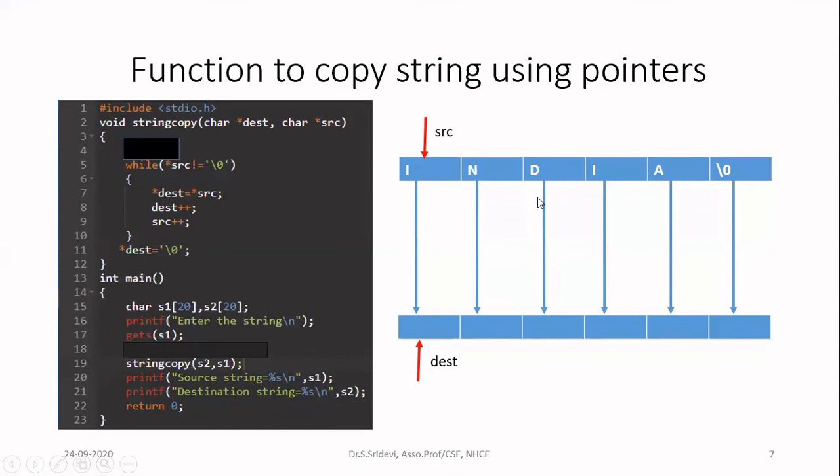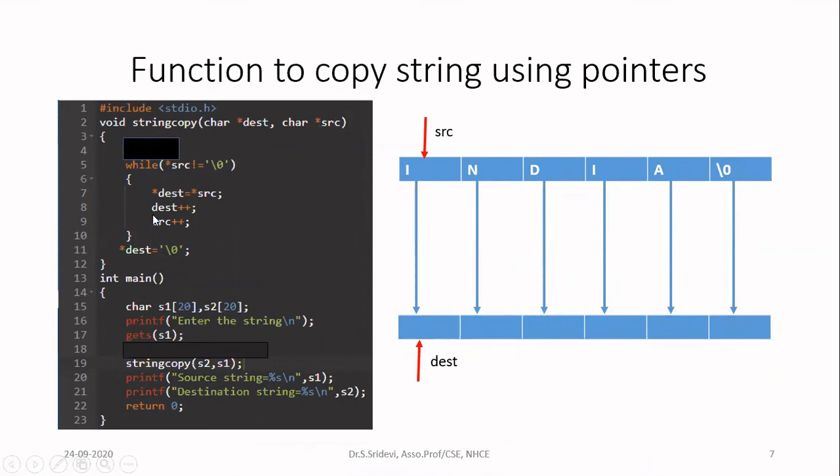So what I'll be doing is, first I will take I and put it in the memory pointed by dest as a value. Then I will increment SRC by 1. At the same time, dest also will be incremented by 1. Then I will copy N. Likewise, I will do till I get the null character. When I get the null character, what will happen here is it will come outside the loop. Okay, so in that case, you will not copy the null character.